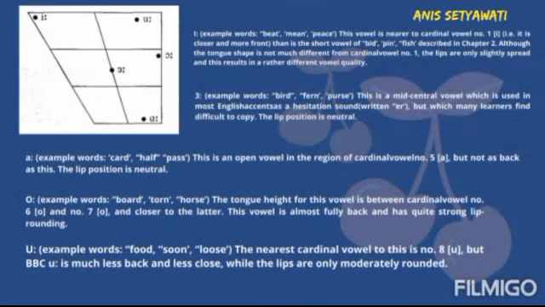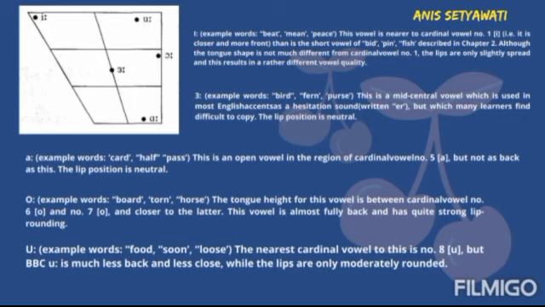i:. Example words: feet, mean, peace. This vowel is nearer to cardinal vowel number 1. It is closer and more firm than the short vowel of feet, pin, fish described in chapter 2, although the tongue shape is not much different from cardinal vowel number 1. The lips are only slightly spread and this results in a rather different vowel quality.